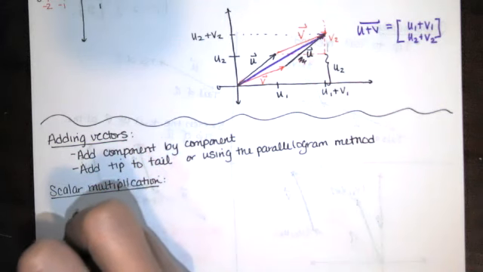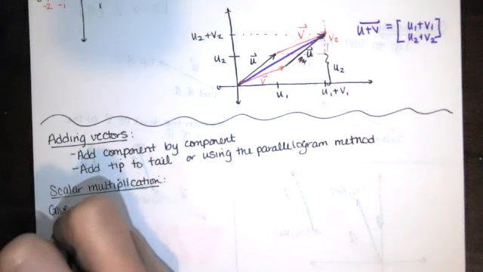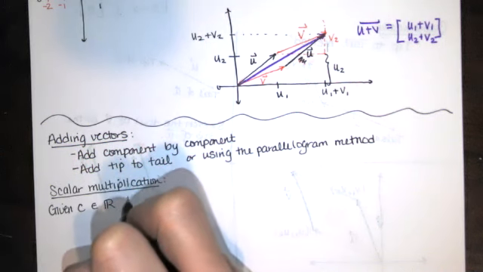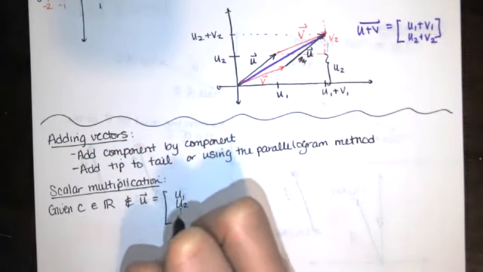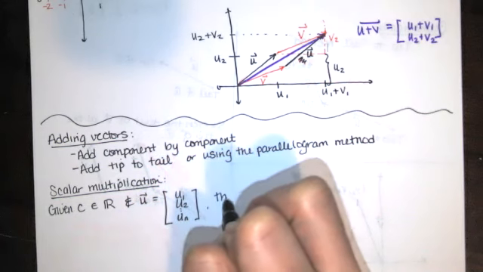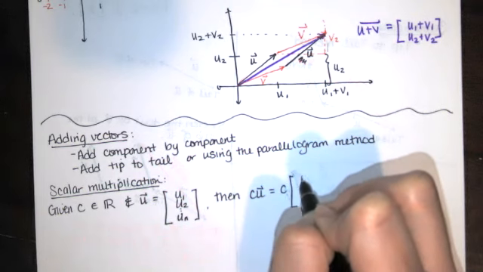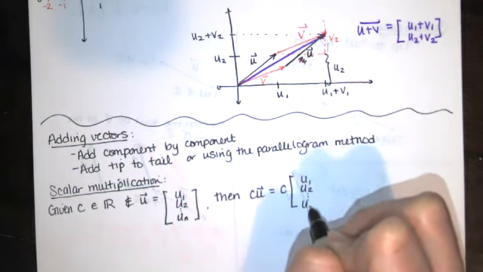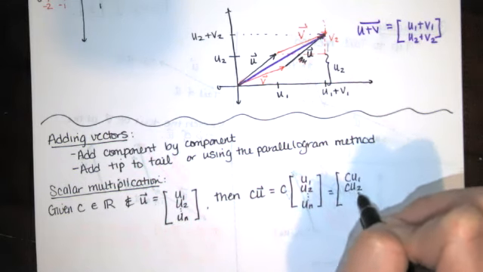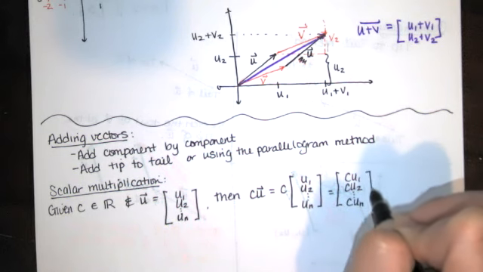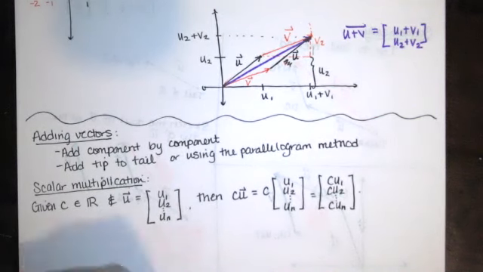So let's say you have a real number c and some vector u with components u sub 1 through u sub n. Then the vector c times u just comes from taking each of the components of u and multiplying them by c. So we'll have c times u1, c times u2, all the way through c times u sub n. That's scalar multiplication.